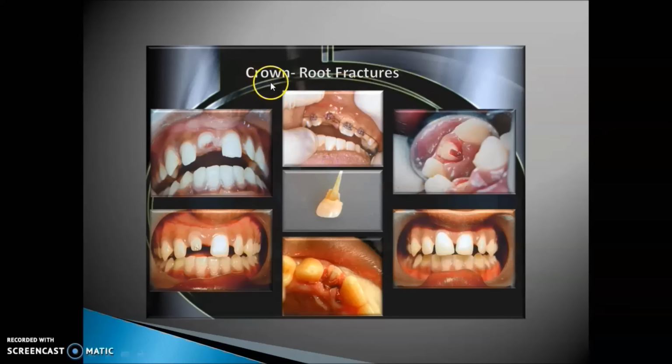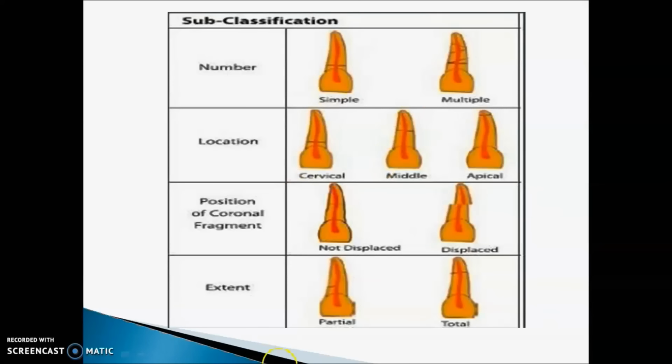Now let's talk about crown root fractures. As we have seen, in primary teeth crown root fractures are seen very rarely, but in permanent teeth they are seen because of the strength of your alveolar bone. So let's see the types of crown root fracture. If we classify based on number, it can be simple or multiple. Based on location, it can be cervical, middle, and apical. Remember, if there is apical root fracture, the prognosis is very good, no treatment required. Middle root fracture, the prognosis is fair, and cervical, the prognosis is very poor.